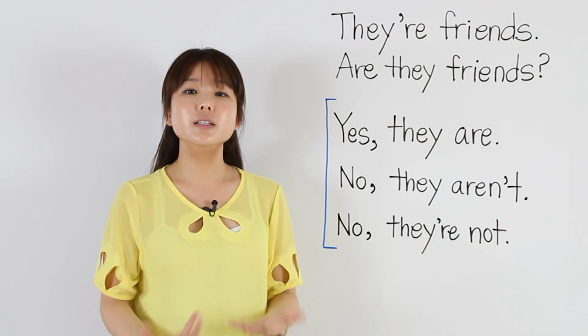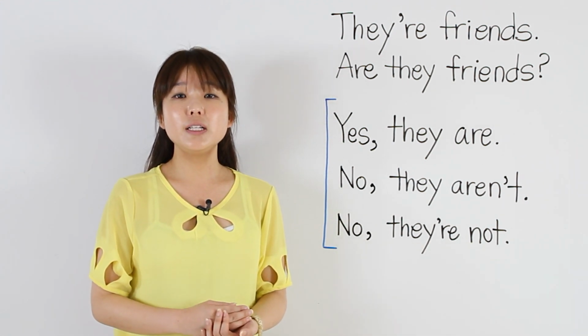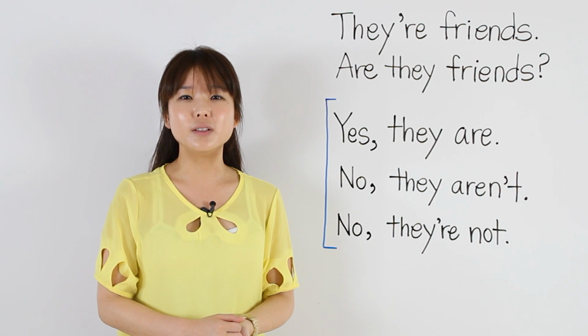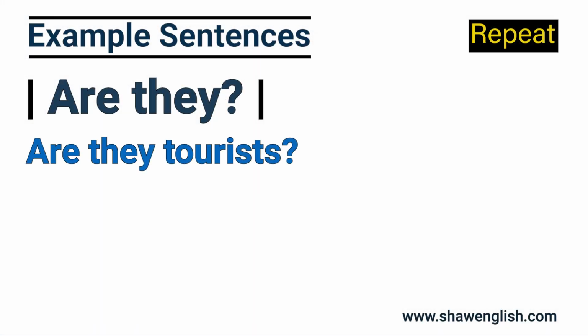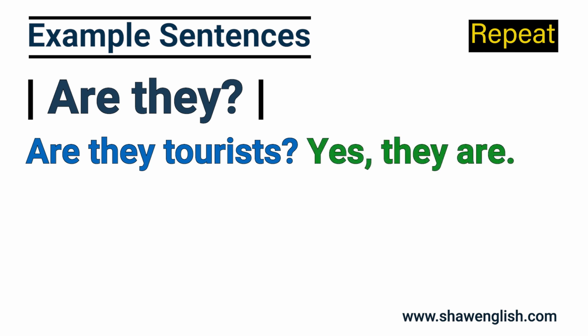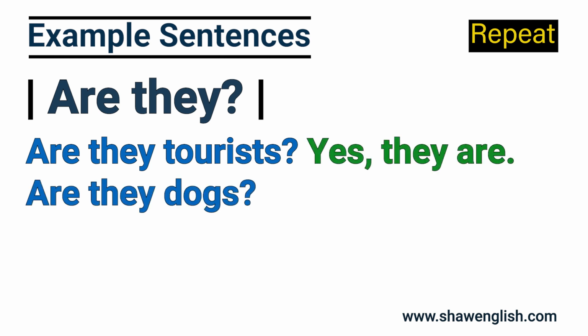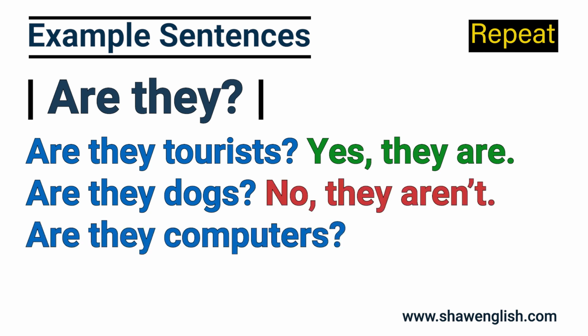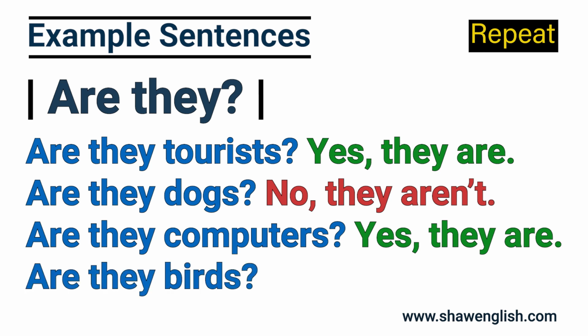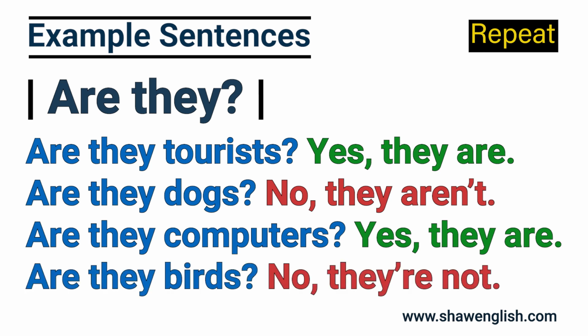We're going to look at some more examples now. Please repeat after each example. Are they tourists? Yes, they are. Are they dogs? No, they aren't. Are they computers? Yes, they are. Are they birds? No, they're not.